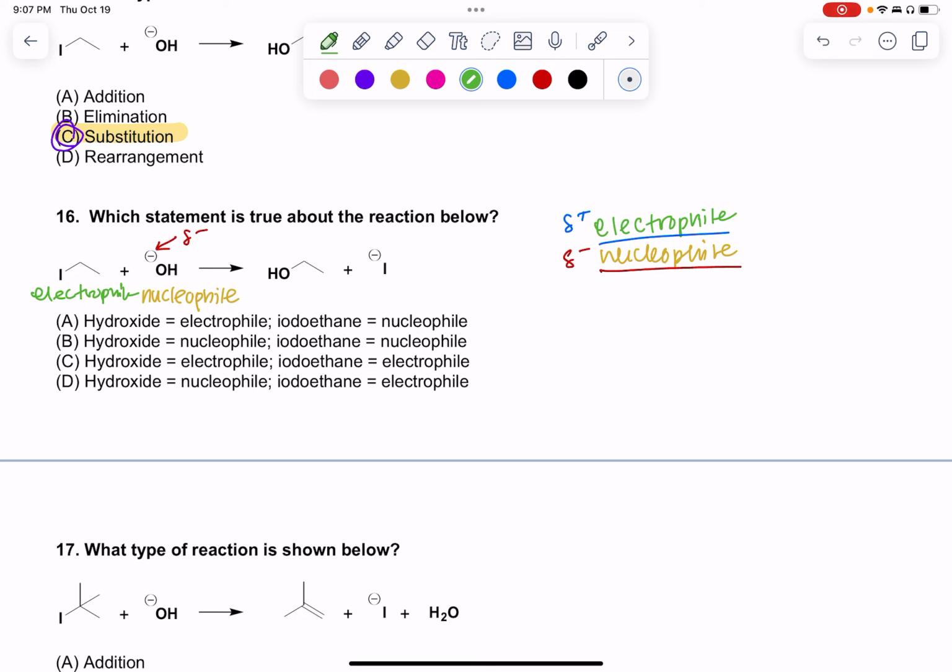All right, so hydroxide is what they're asking us about, and we're saying it's a nucleophile. So we're going to cross out everything that says it's an electrophile, because that ain't right. And we said that iodoethane is our electrophile, so I'm going to cross out anything that says it's a nucleophile. So I have crossed out A, B, and C, and that leaves me with D. I'm going to double check. Hydroxide is a nucleophile, and iodoethane is an electrophile. That's good with me. That's D.